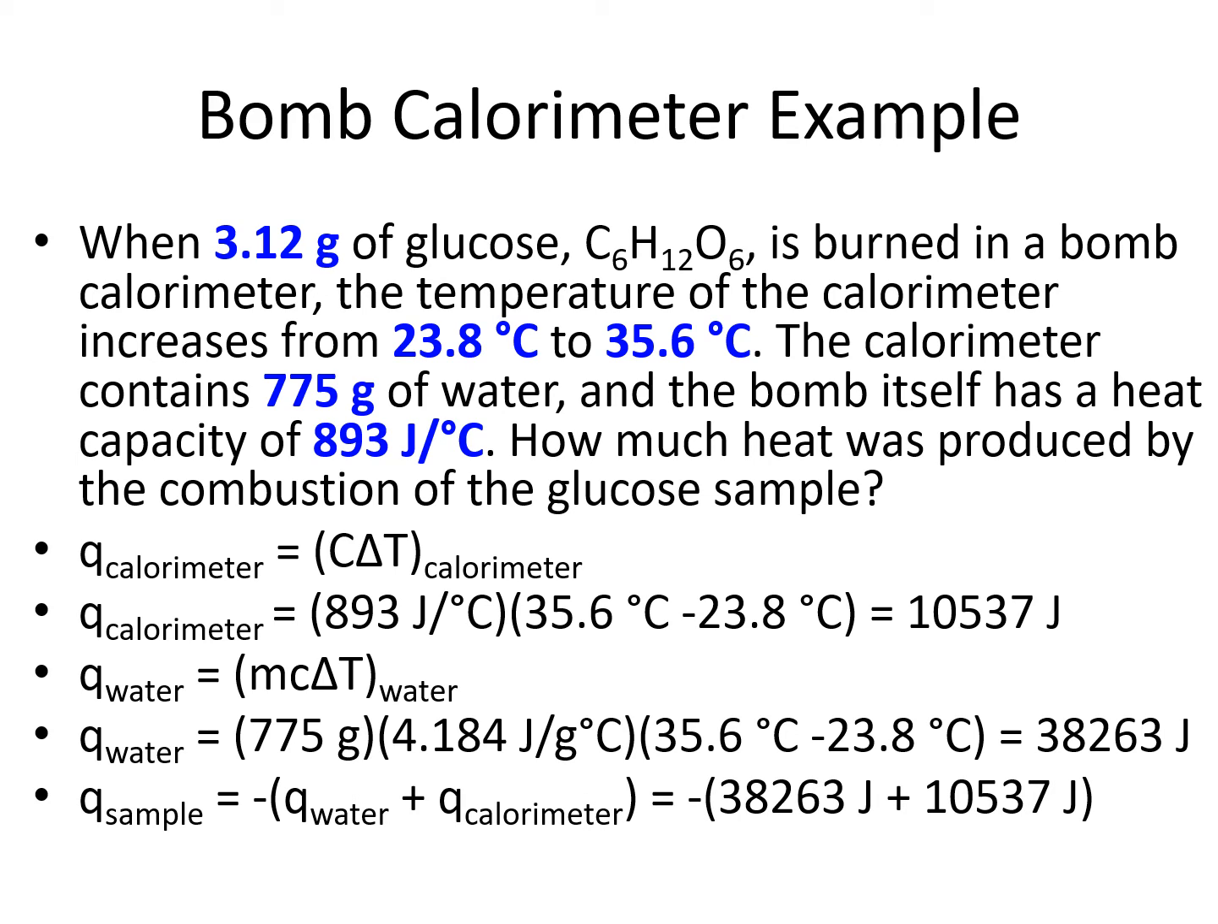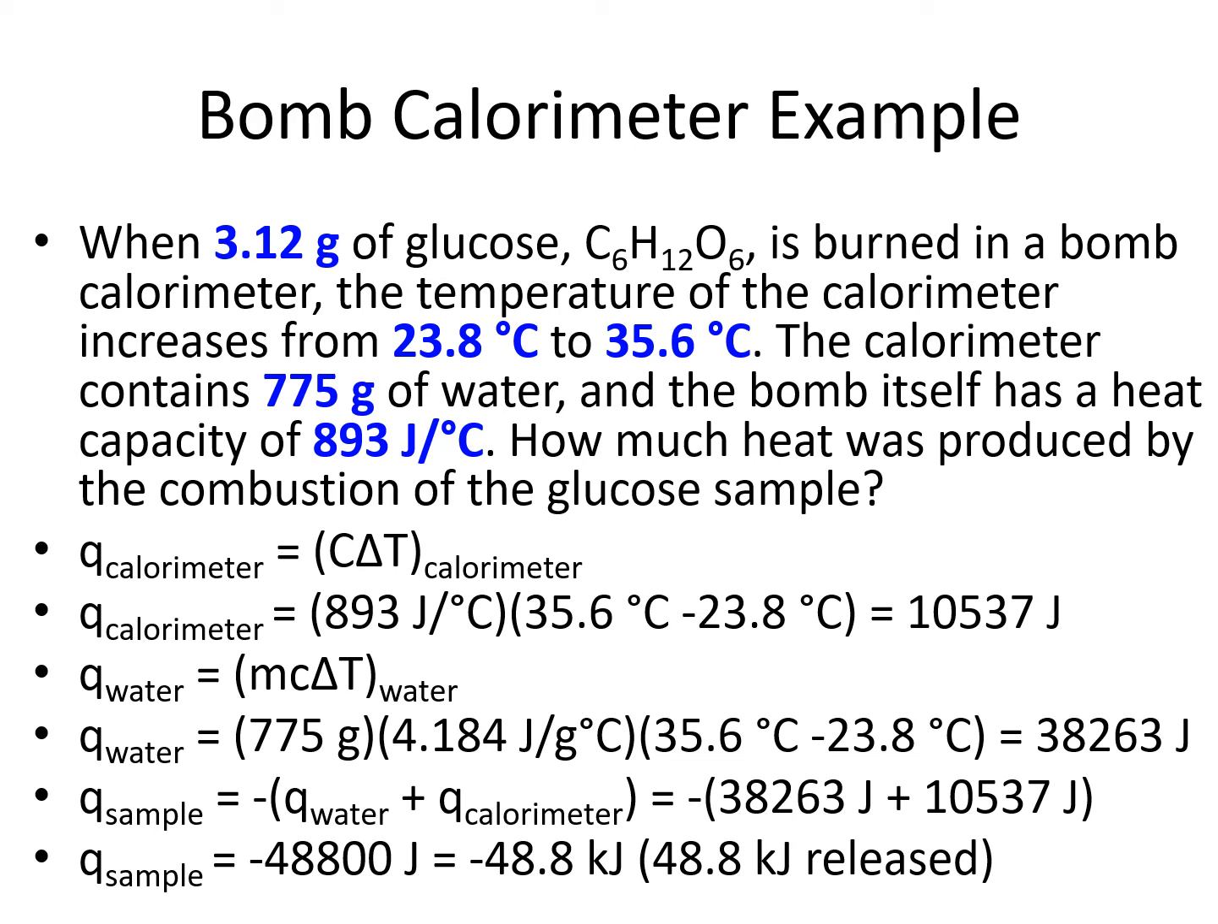We can add up the heats for the calorimeter and the water. Then the opposite sign of that will give us the Q of the sample. We have negative of 38,263 plus 10,537, which gives us negative 48,800 joules as the Q of the sample. We can put that in kilojoules to give us a more manageable number of negative 48.8 kilojoules. That negative sign is telling us that heat is being released. It's going out of the sample.